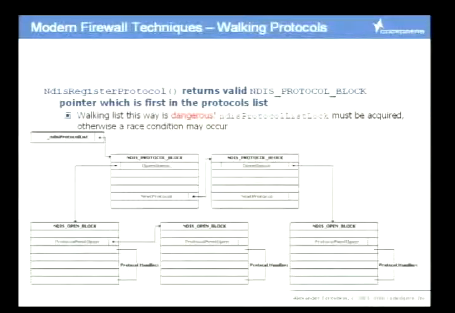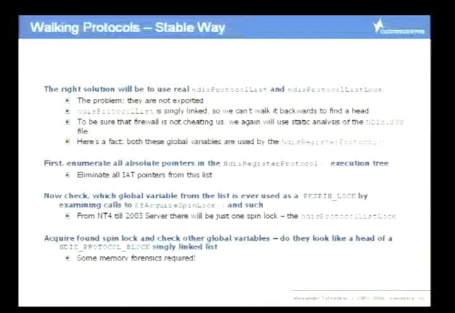Walk the in this protocol block list using the next protocol link. One of these links may be broken because they didn't acquire the in this protocol list lock. So what about a stable way for this problem? The right solution will be to use the real list head and real list lock.